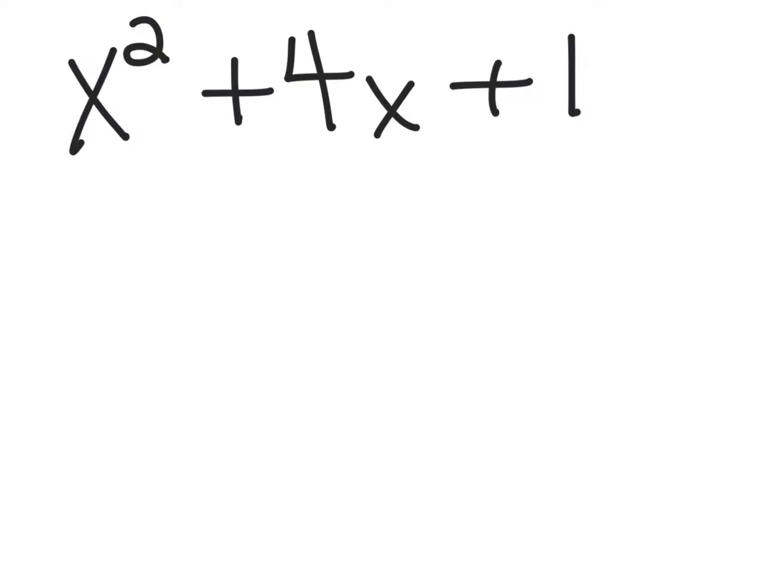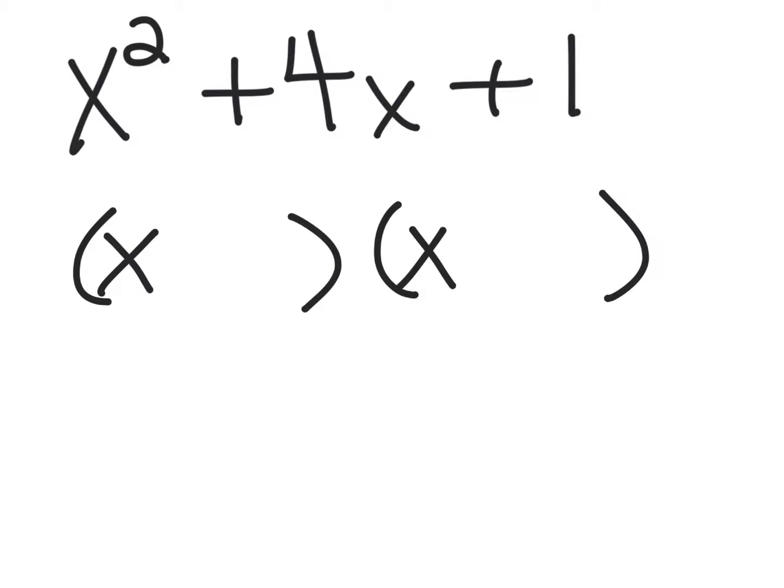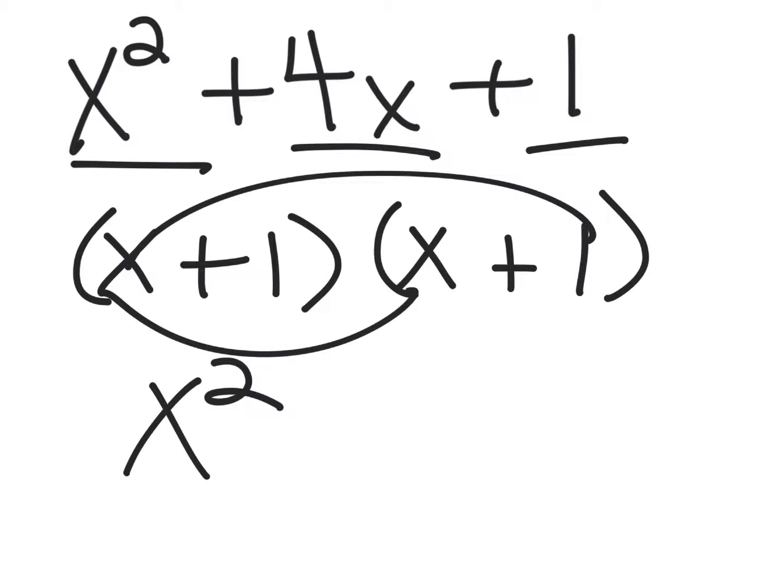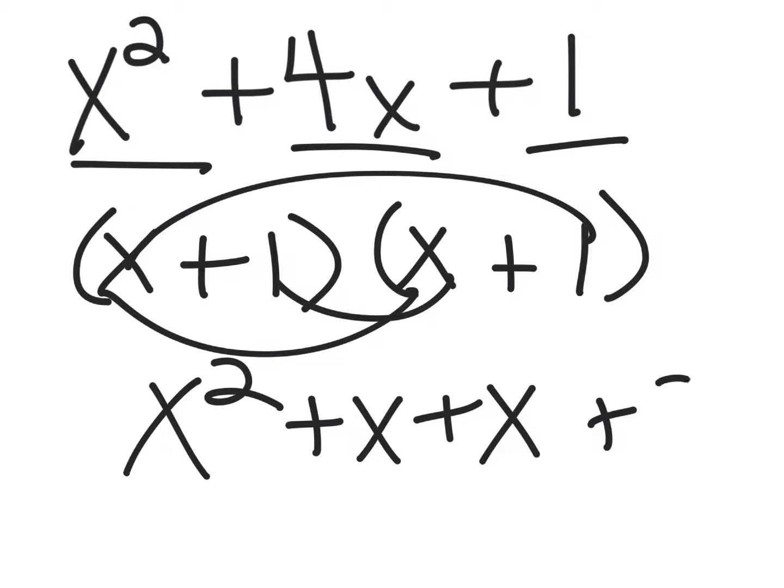All right, so here's example C. Let's take a look at it. If we're going to factor, then we're going to need an x times an x to get x squared, and a 1 times a 1 to get the 1. But somehow I don't think that's going to give me 4 in the middle. X times x gives me x squared. That gives me 1x. That gives me 1x. And that gives me 2. So I get x squared plus 2x plus 2. So this one is not factorable.